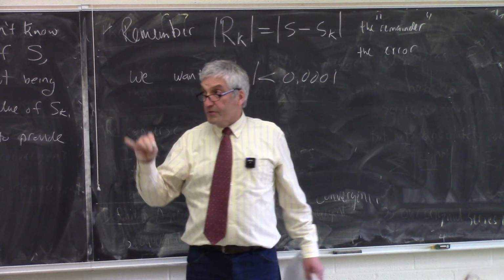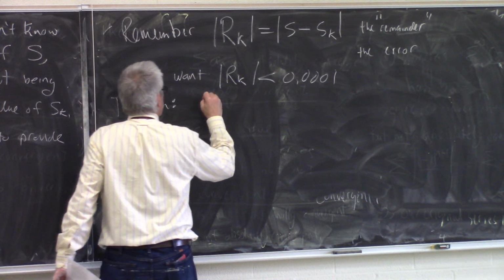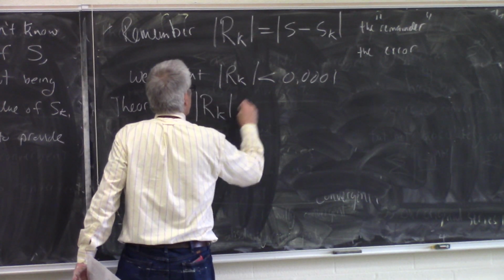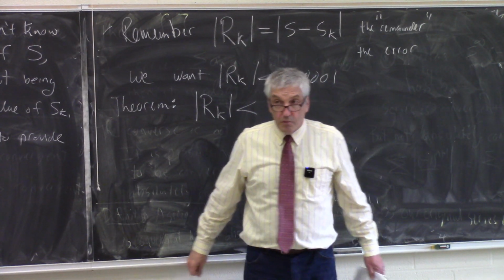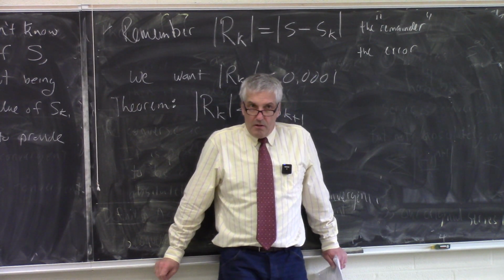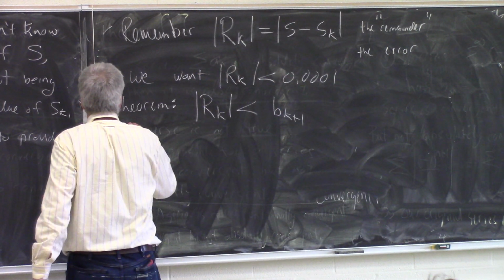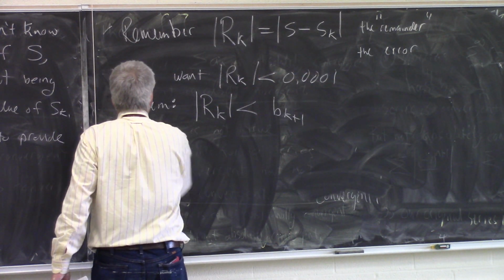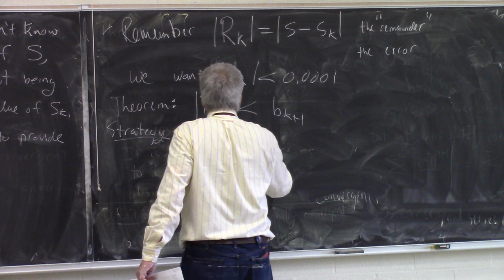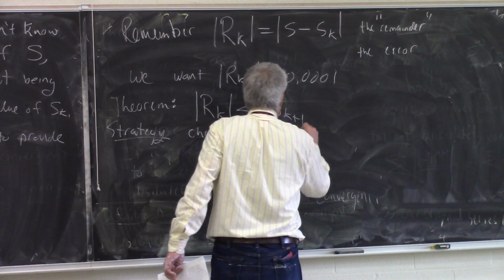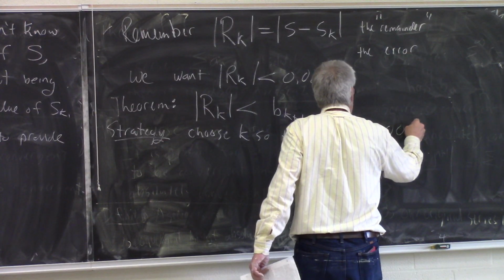Okay, but there's a theorem over there that says Rk is less than b_(k+1). If you only add up the first k terms and you want to think about how much error you made, all you have to do is look at the very next term. That gives you an estimate. So the strategy is to choose k so that b_(k+1) is less than 0.0001.